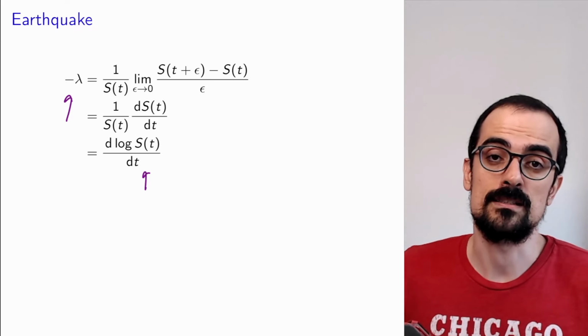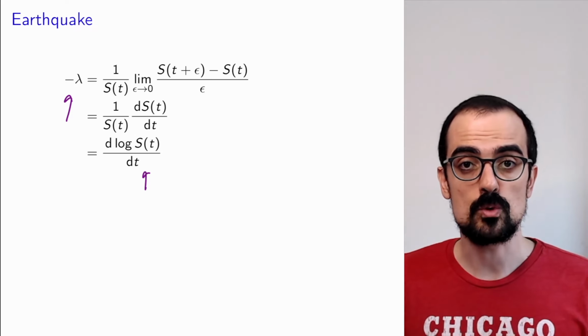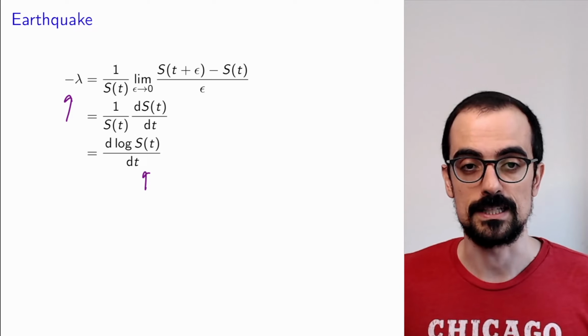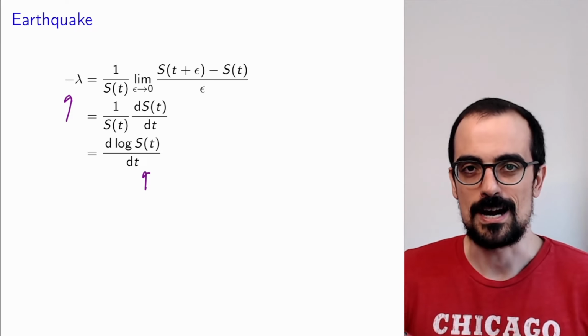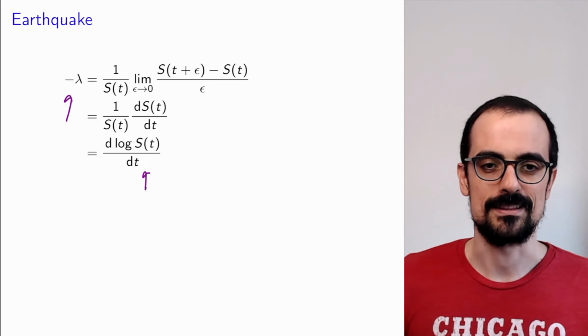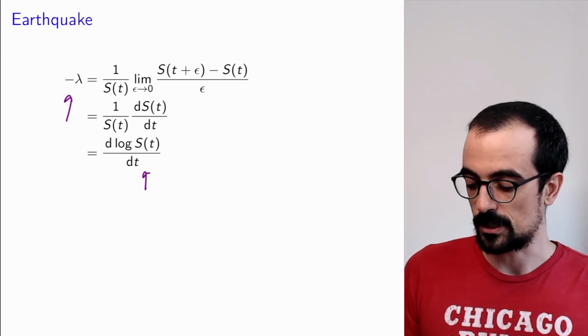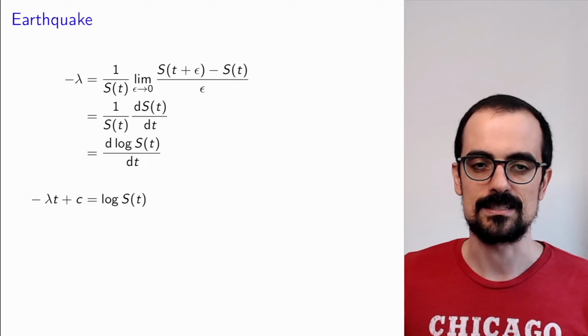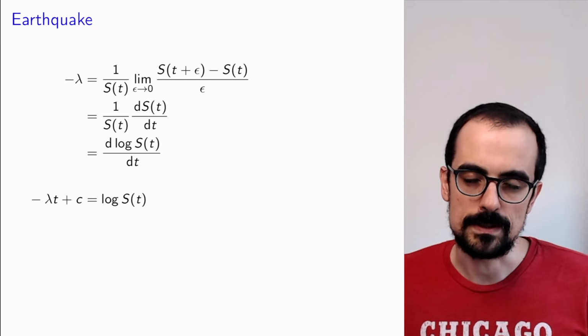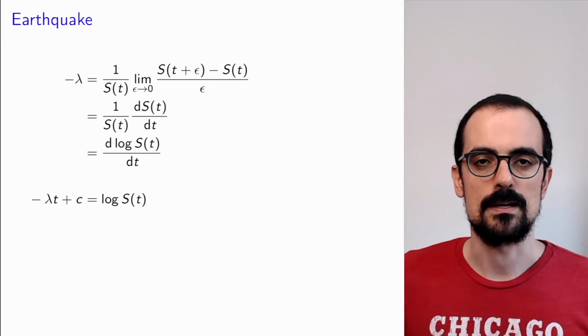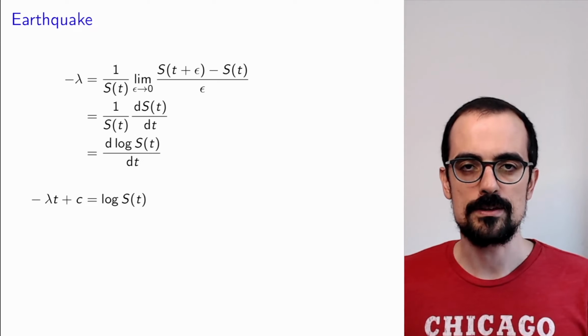By solving that differential equation, we're going to derive the expression of the CDF for our parametric model to represent the time until the earthquake occurs. So let's do that. We just integrate on both sides. We have that minus lambda t, we integrate with respect to t, of course, minus lambda t plus a constant is equal to the logarithm.